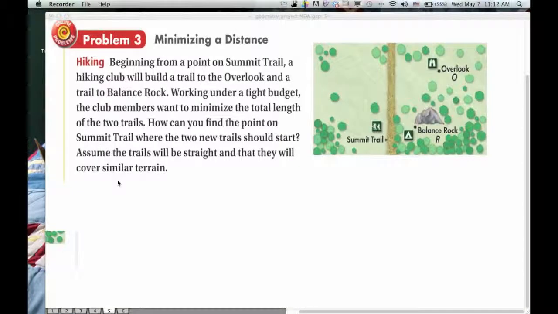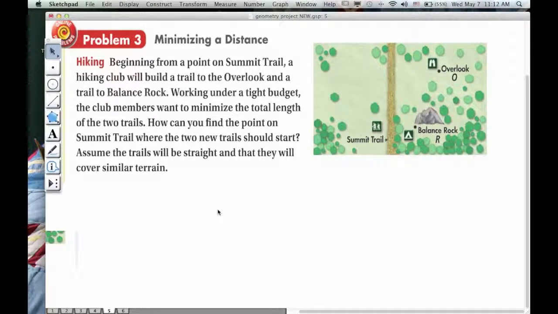In problem 3, we're trying to minimize the distance. Beginning from a point on Summit Trail, a hiking club will build a trail to the overlook and a trail to Balance Rock. Working under a tight budget, the club members want to minimize the total length of the 2 trails. How can you find the point on Summit Trail where the 2 new trails should start? Assume the trails will be straight and that they will cover similar terrain.